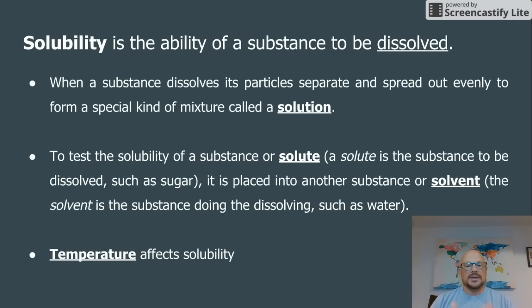The next thing we're going to look at is solubility. Solubility is the ability of a substance to be dissolved. When a substance dissolves, its particles separate and spread out evenly to form a special kind of mixture called a solution. We've looked at different mixtures, and on the homework that you had the other day, I told you 2 of those words we hadn't really talked about. You had homogeneous and heterogeneous. A homogeneous mixture is one that's the same throughout. That's going to be this solution that you're dealing with. They spread out evenly to form a solution.